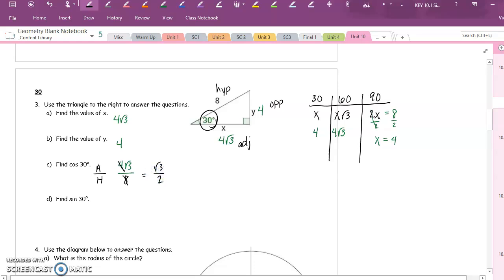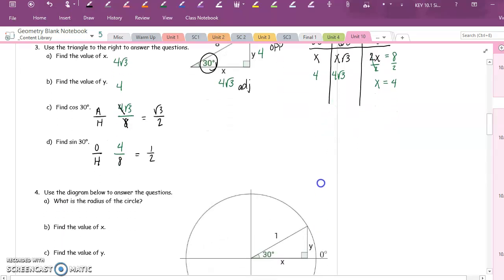In the next one, we have sine of 30 degrees. So sine being opposite over hypotenuse, we're going to take our opposite side, which is 4, over my hypotenuse side, which is 8. Let's go ahead and simplify. So we have 1/2. So the cosine of 30 degrees is square root 3 over 2. Sine of 30 degrees is 1/2.